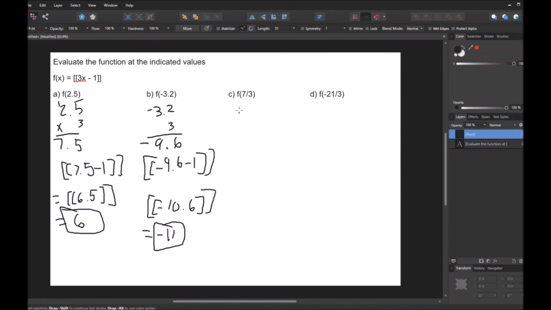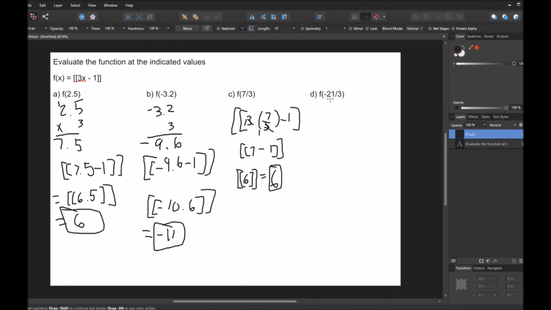Now in this one we have 7 thirds, so it's going to be 3 times 7 thirds minus 1. We can cross reduce these 3's here and just get 7 minus 1. And then 7 minus 1 is 6. And we can't round down any further from 6 because that's the greatest value integer that's less than or equal to 6. So our answer is just 6.